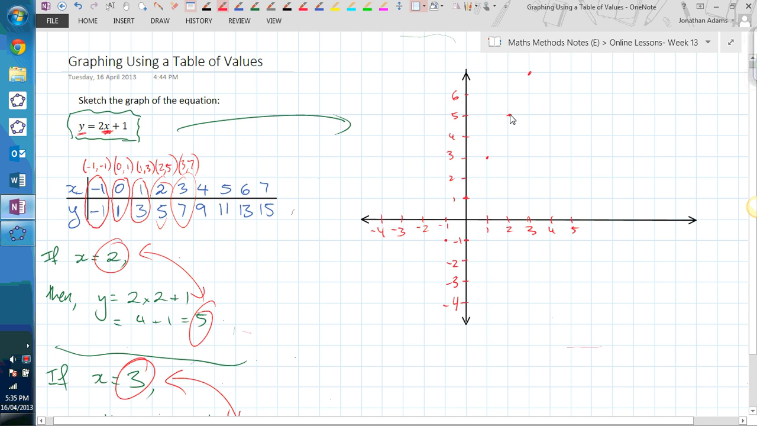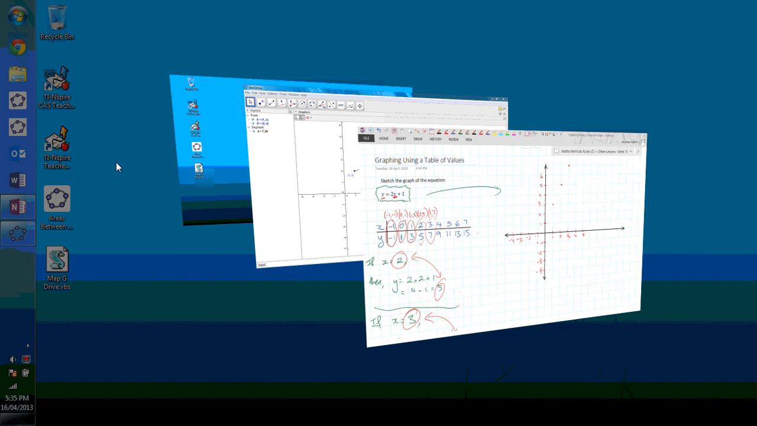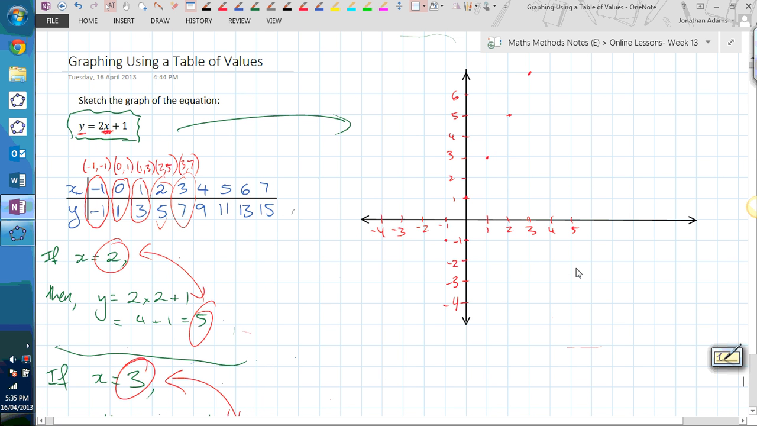Each one of these points represents a pair of numbers that we got by substituting into this equation. So the point (1, 3) represents that when I put 1 into the equation, I got 3 out for y. This point here, (2, 5), represents that when I put 2 in as x, I got 5 out as y. I don't want us to lose that understanding.